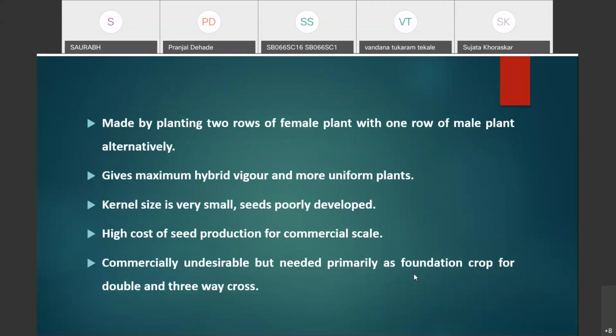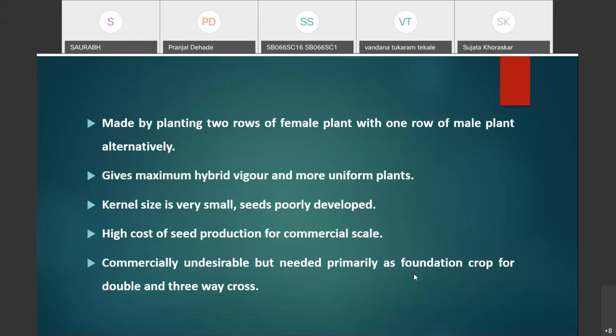Then the planting pattern in the single crosses: the single crosses are made by planting 2 rows of female plant with 1 row of male plant alternately. Here the 2 rows are planted with the female plant, and then 1 row is planted with the male plant alternately, so that 2/3 of the field produces the hybrid seeds.